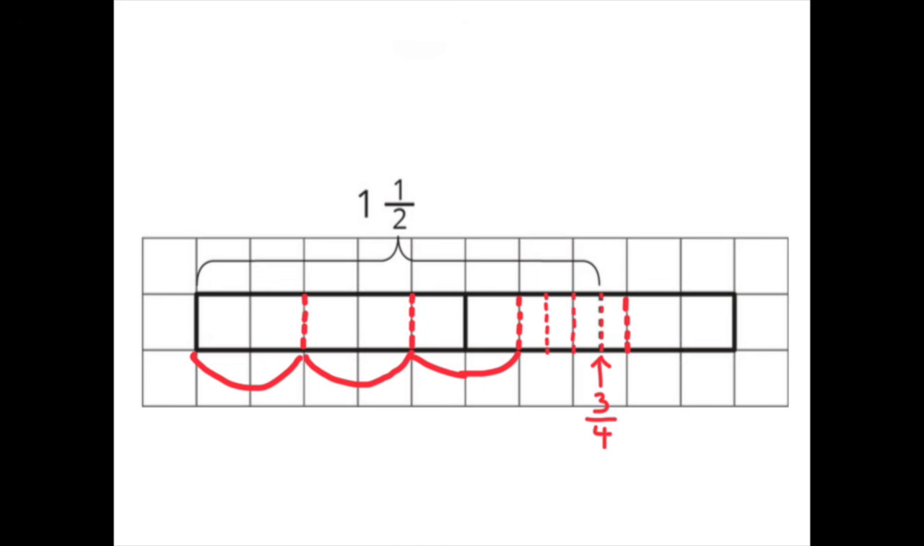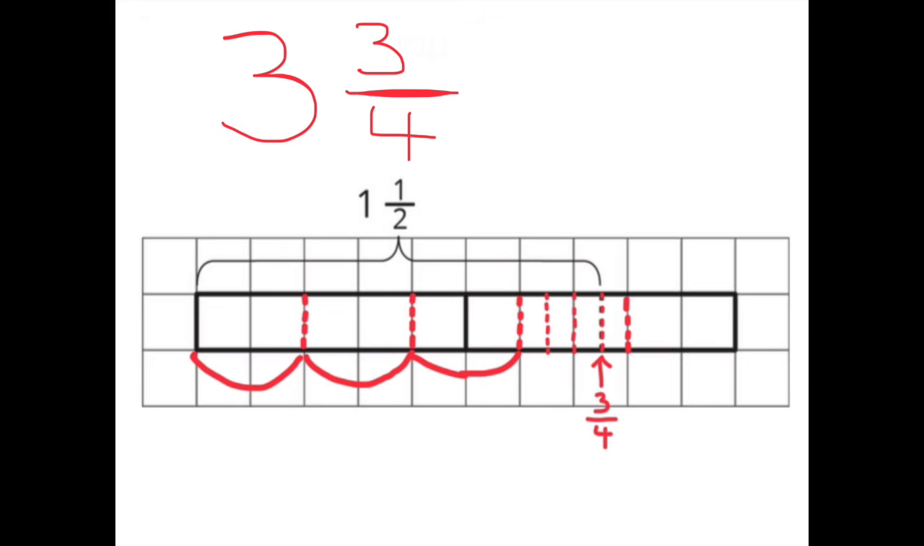I've divided the 1 1/2 up into 2/5. There are 1, 2, 3 whole sections of 2/5, and then what's left is 3/4 of 2/5. So 1 1/2 divided by 2/5 is 3 3/4. 2/5 goes into 1 1/2 3 3/4 times.